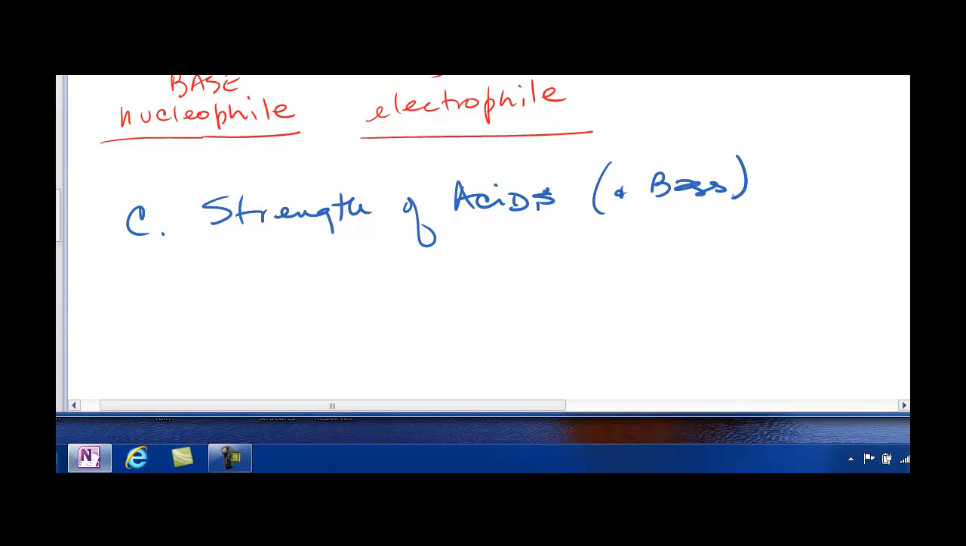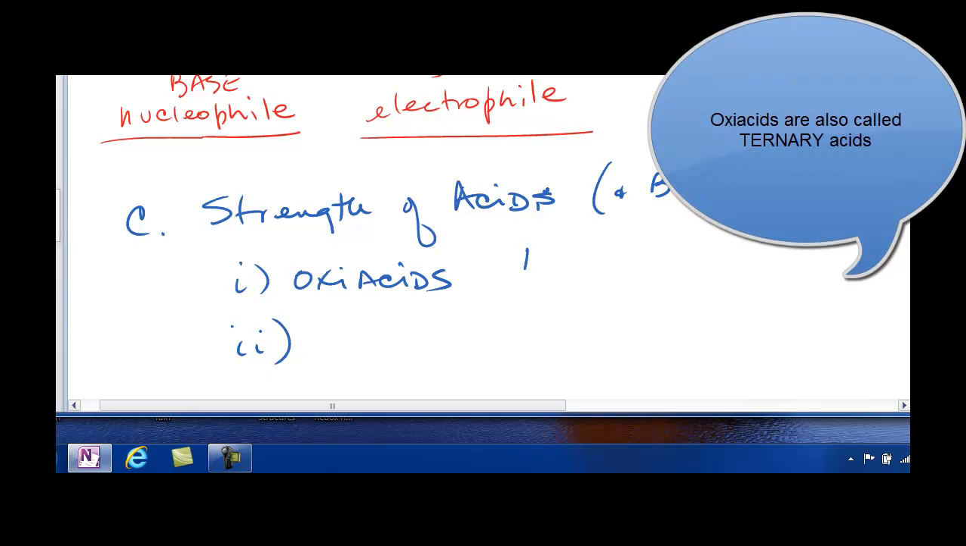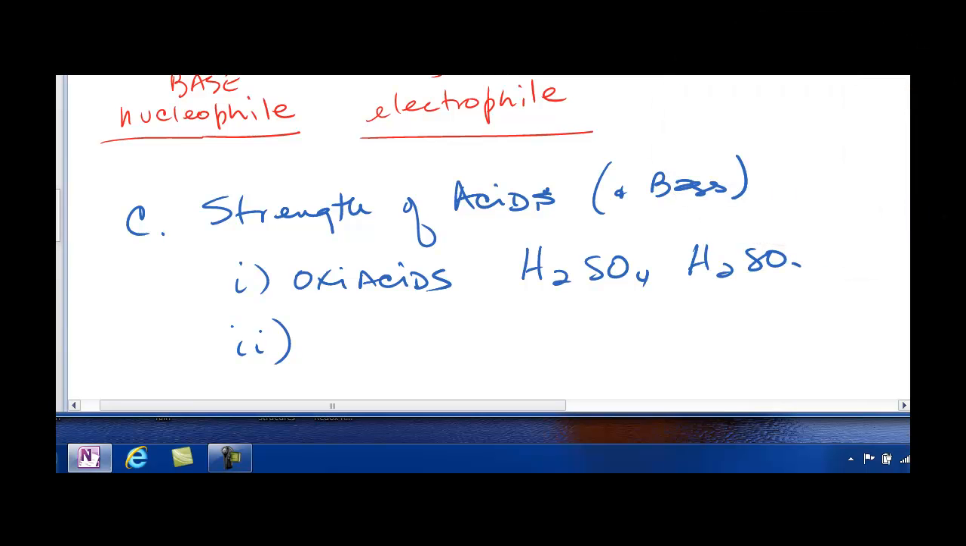I am going to divide oxyacids, meaning acids containing oxygen like H2SO4, like H2SO3, from binary acids. Oxyacids are also called ternary acids because they have three elements. You have the hydrogen, the oxygen, and a nonmetal, sulfur, phosphorus, okay, H3BO4.